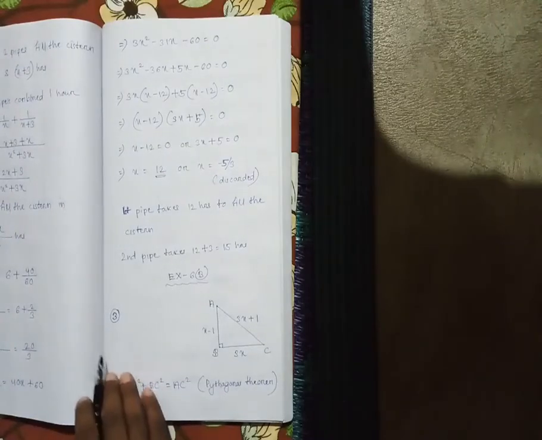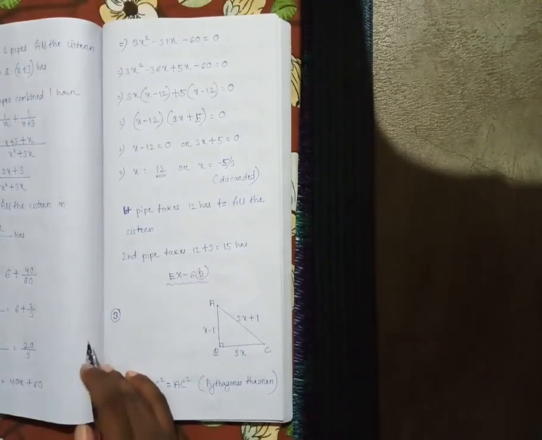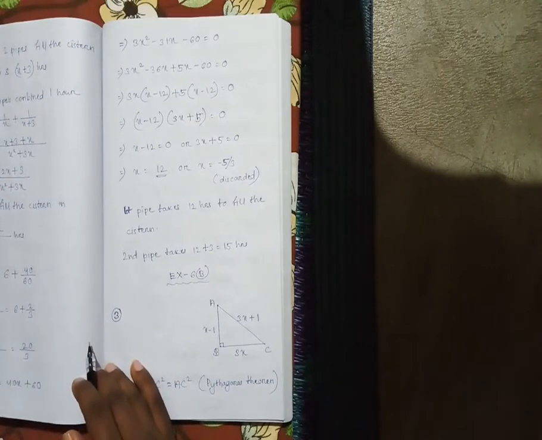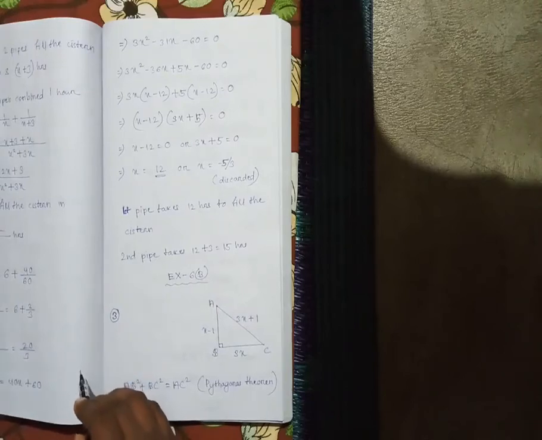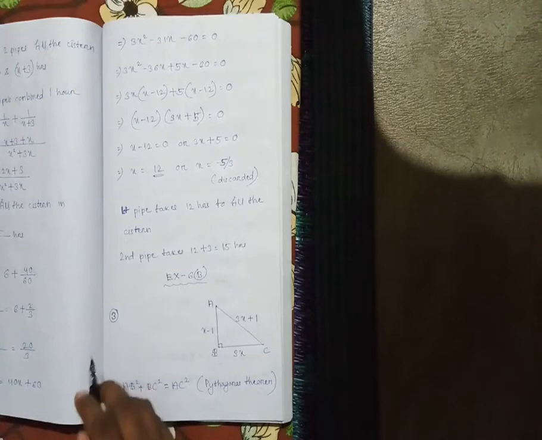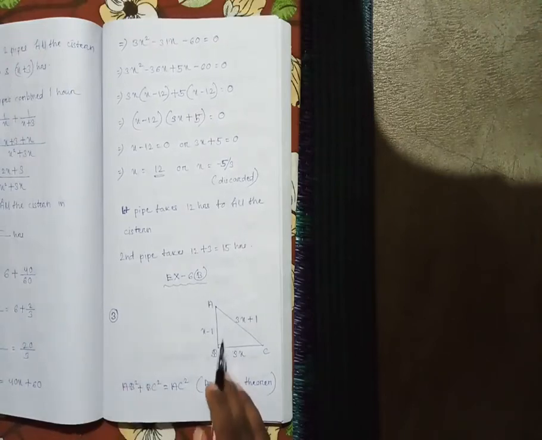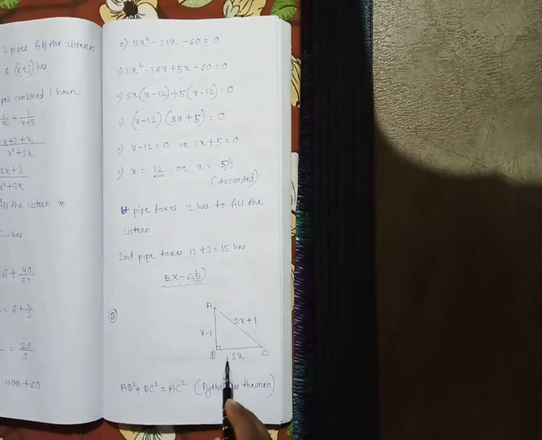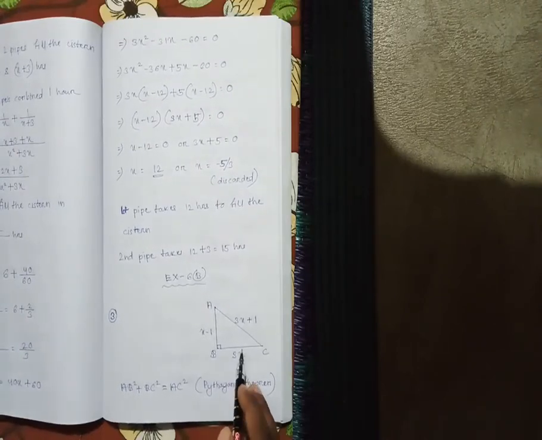Number 3, the sides of a right angle triangle are x minus 1 cm, 3x cm and 3x plus 1 cm. This problem is related to geometry, so draw a diagram. In geometry, diagram is necessary. So as you can see, I have drawn a right triangle ABC in which angle B is equal to 90 degree. The three sides are x minus 1, 3x and 3x plus 1.